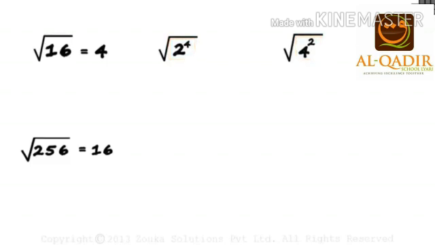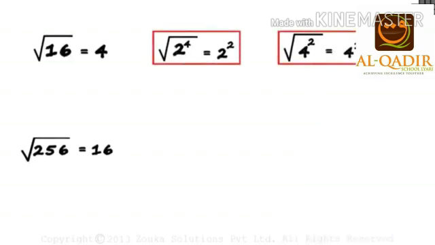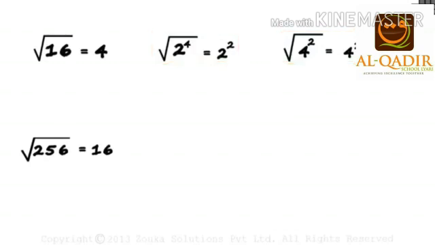Now let's try writing the number 4 in different ways. 4 can be written as 2 squared, hence this will equal 2 squared. The number 4 can also be written as 4 raised to 1. Hence, this would equal 4 raised to 1. Just look at these things now. What do you observe? What happens to the base and what happens to the exponent?